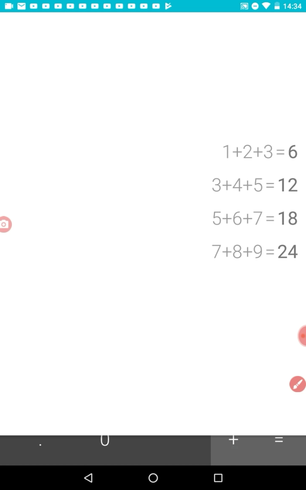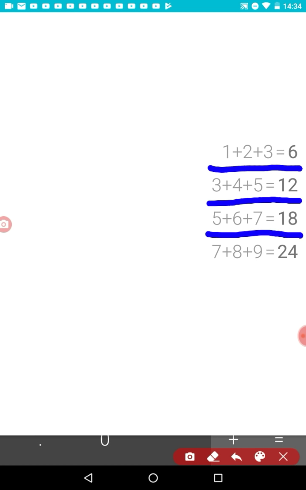So, let's look at the very basic numbers of 1 to 9. I've got them here. 1 plus 2 plus 3. You can then have 3 plus 4 plus 5, 5 plus 6 plus 7, 7 plus 8 plus 9. See how that's an equal 4? Working in the threes, 3 numbers at a time, adding the consecutives together.